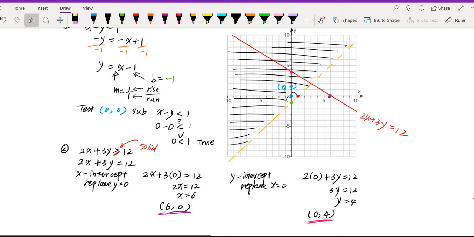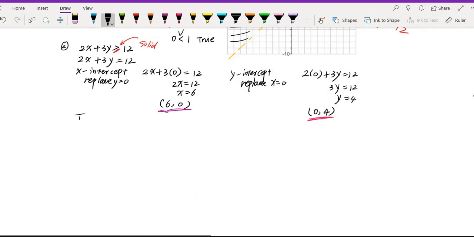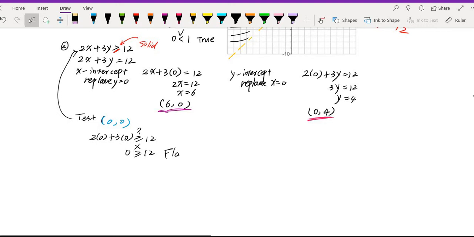And then now we have to think, okay, we need another testing point. Since 0, 0 is not on the red line, we can use that as a testing point as well. So we're going to test 0, 0 again for the second inequality. Let's just plug it in. That will be 2 times 0 plus 3 times 0. I'm going to check, is it greater or equal than 12? In this case, if you compare them, that is not true. So that means it's false.